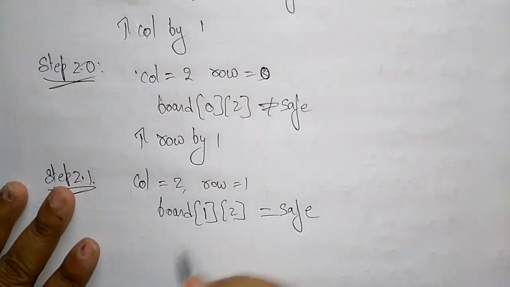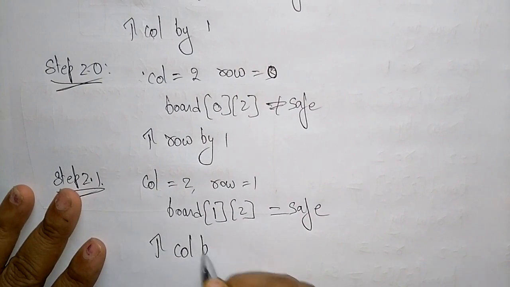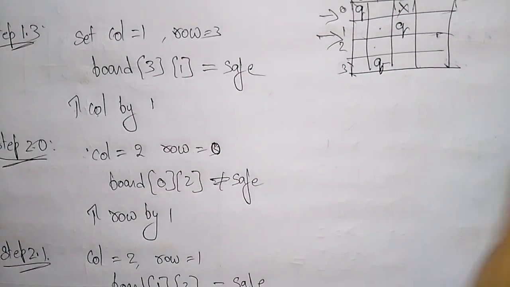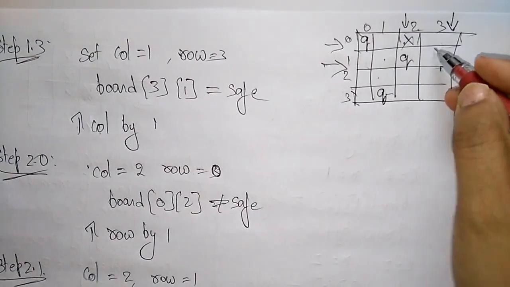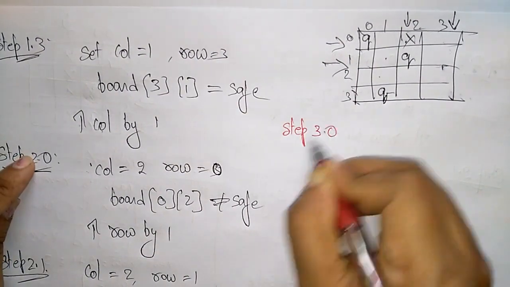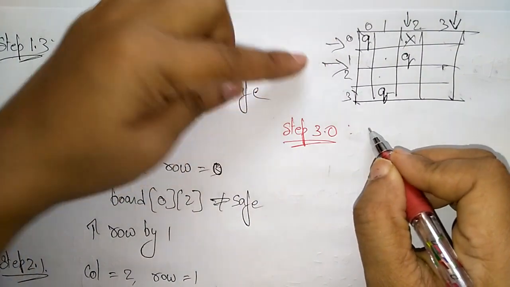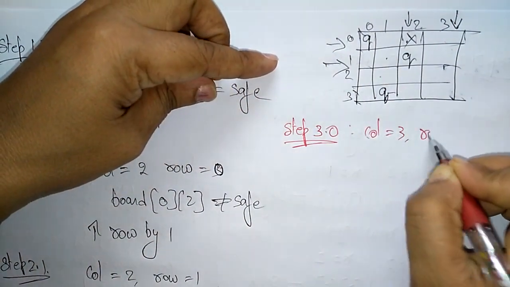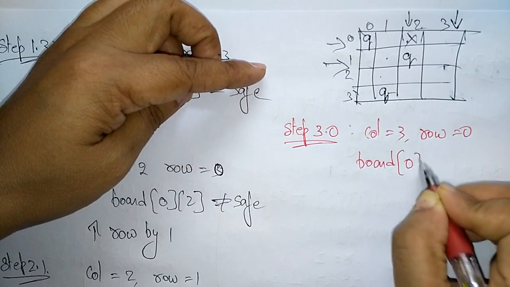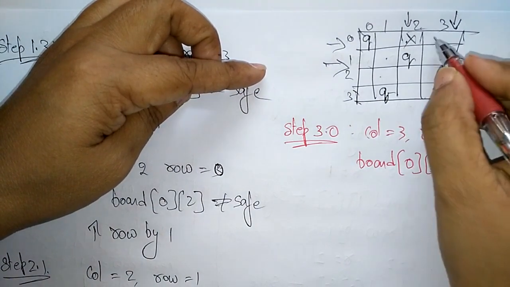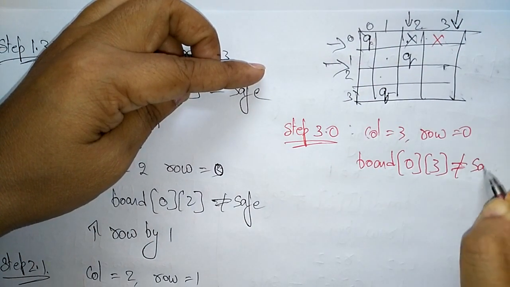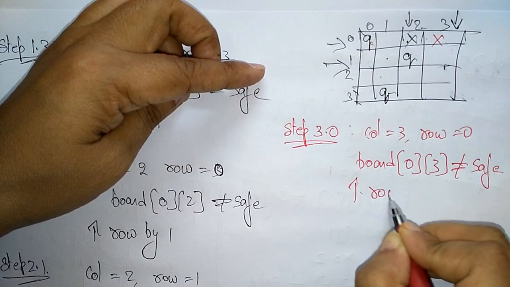Coming to the third stage. Increment column by 1. So now I am coming to new column, that is a third column, to place the fourth queen. Step 3.0. Check whether the column is 3 and the row is 0. Check board of 0 of 3 is safe or not. No, it is not safe because already it is there in this line. So it is not safe. Just increment row by 1.